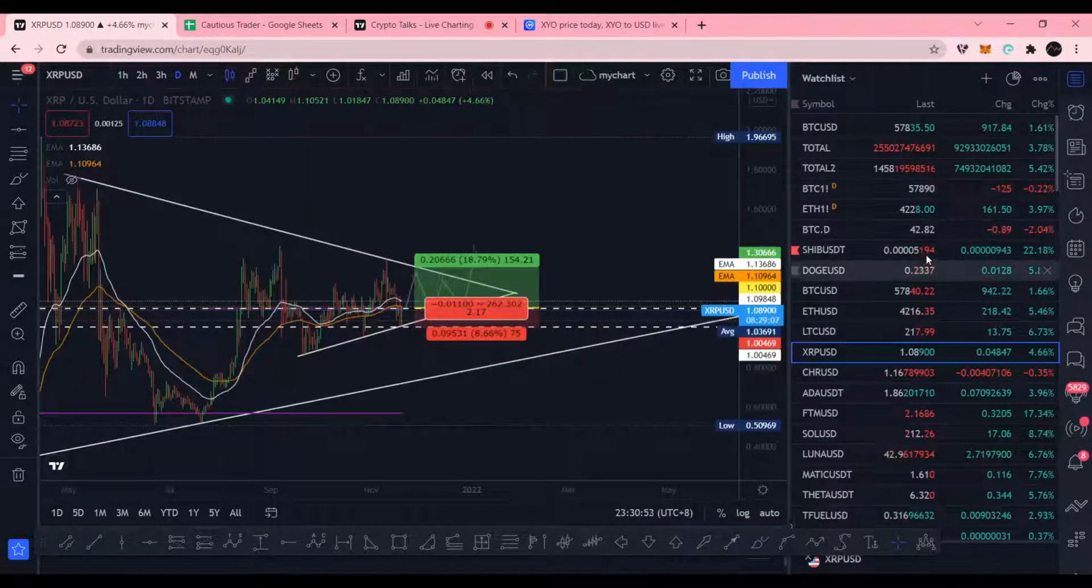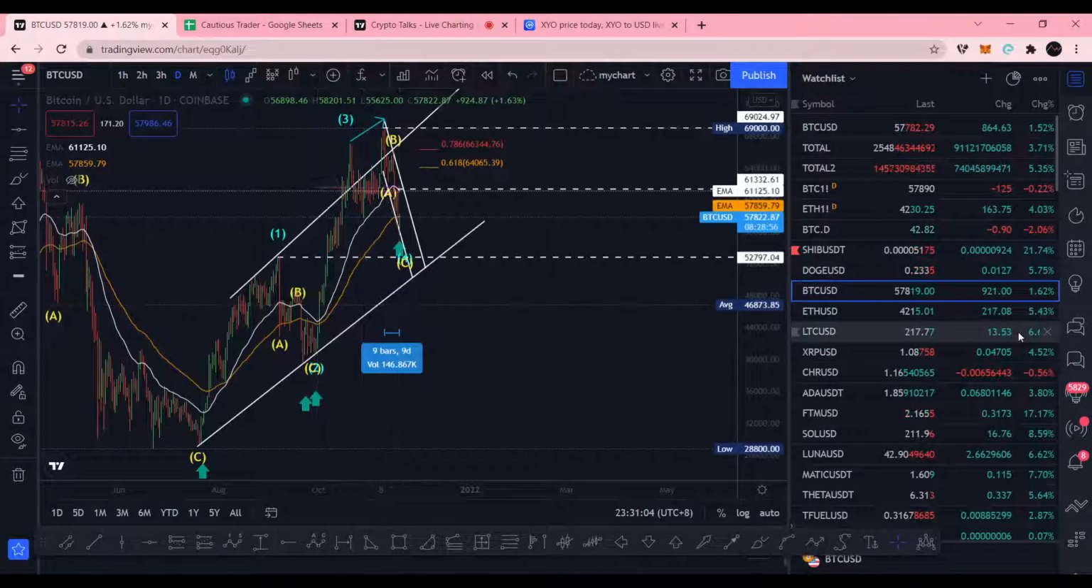Okay, push it. Wow, Shiba is waking up. After how many days of downtrend? Anyway, let's look at the BTC.